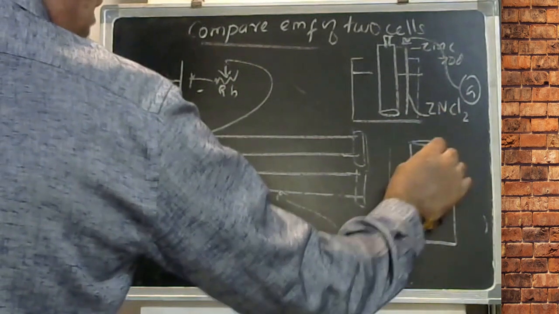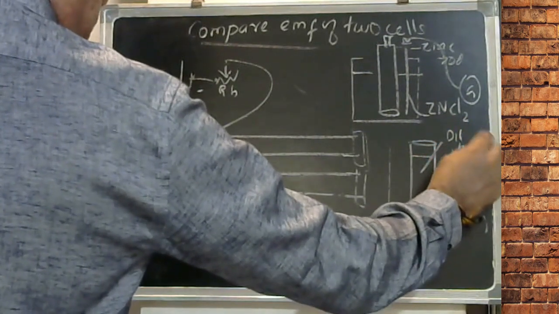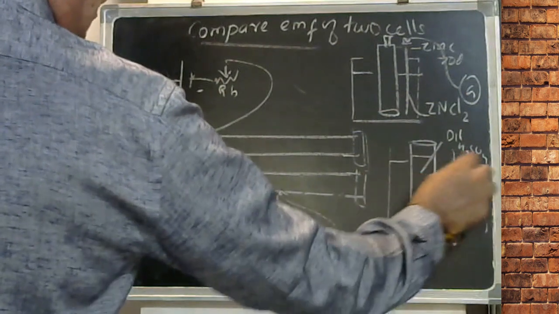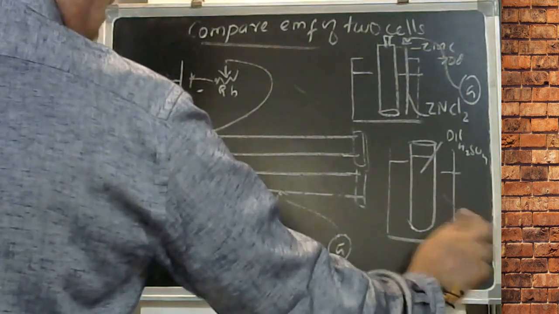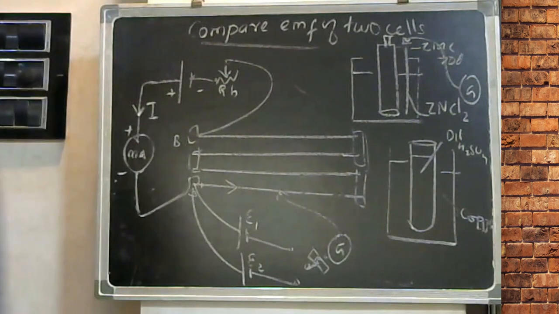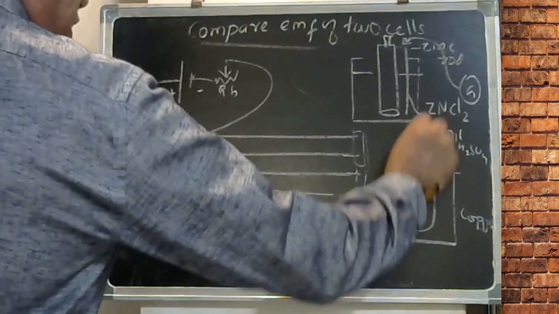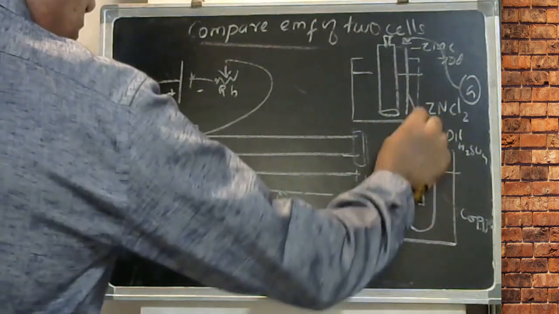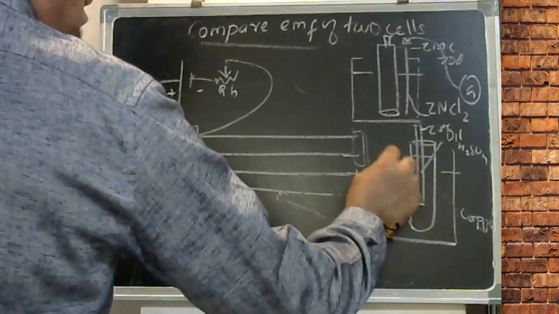It's hollow, so you can pour something into this. What do we pour? We pour dilute H2SO4, and the electrolyte we use is copper sulfate, CuSO4. And you have a zinc rod dipped inside this, and you've got a screw top on top of it.